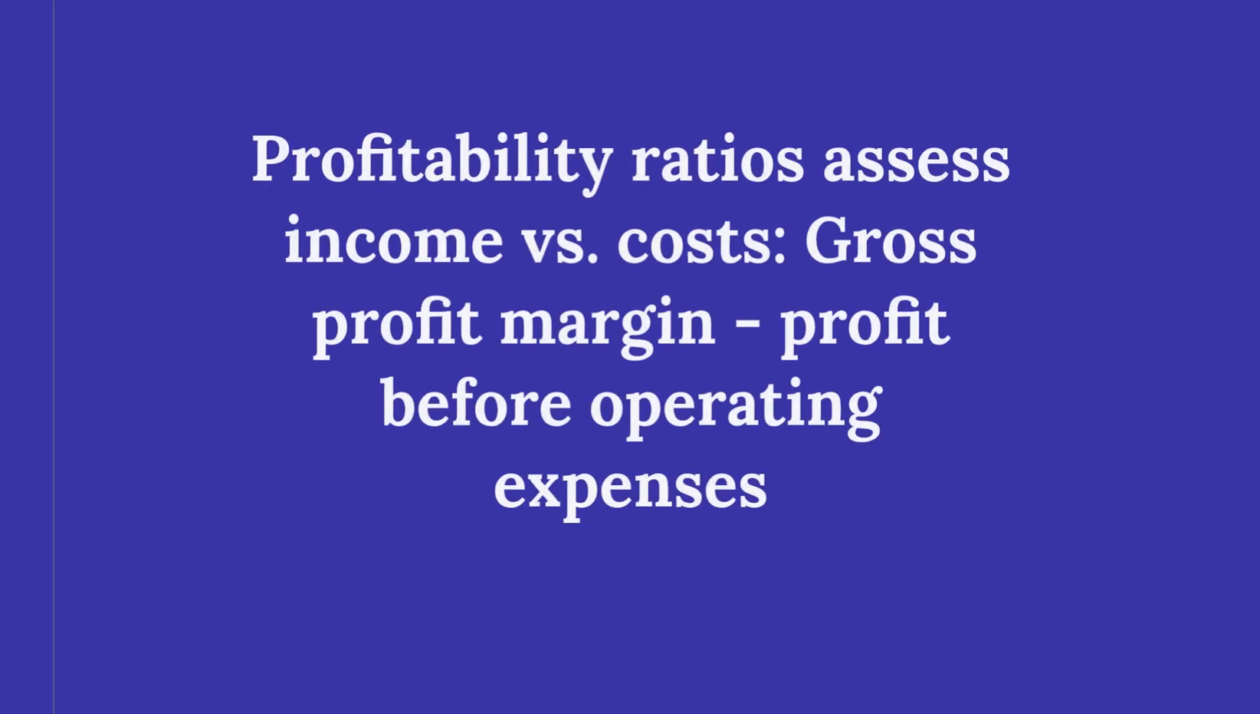Profitability ratios evaluate income generation relative to costs. Gross profit margin shows profit before operating expenses. Operating profit margin measures profitability from operations. Net profit margin reflects profit after all expenses. These ratios provide insights into resource efficiency.